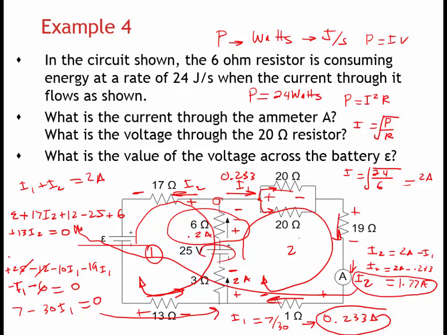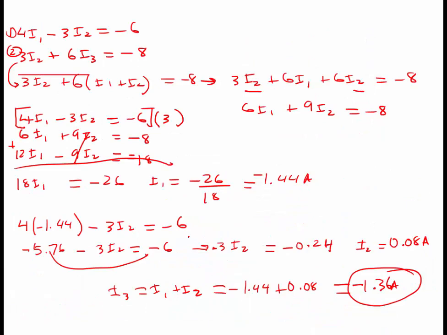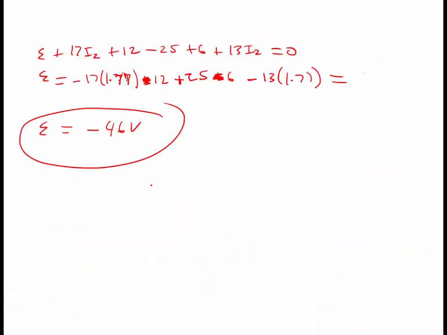To find the voltage across the resistor, V across the 20 ohms is going to equal 0.233 divided by 2, times 20, to give me a voltage of 2.33 volts.